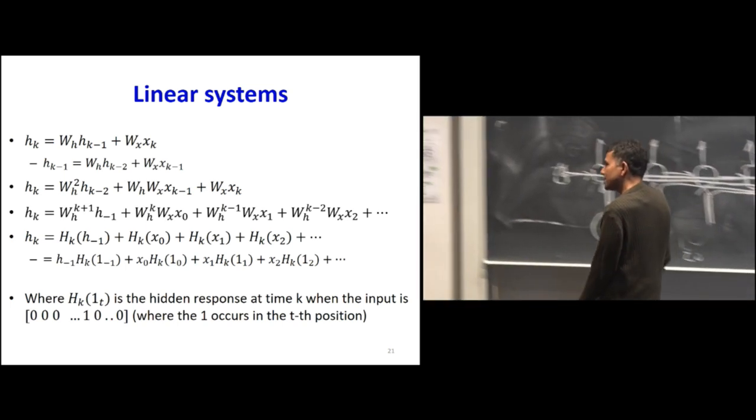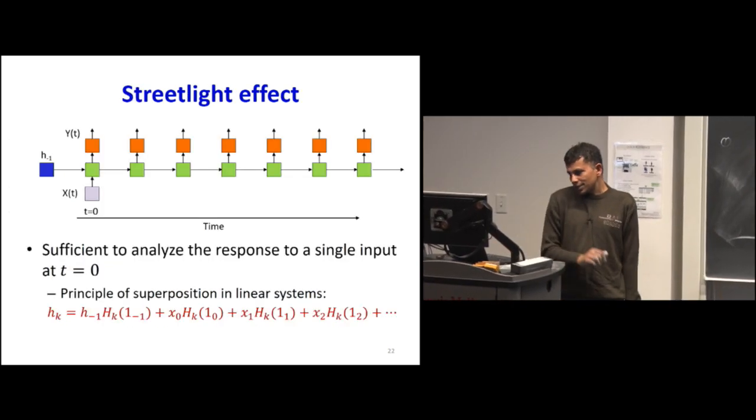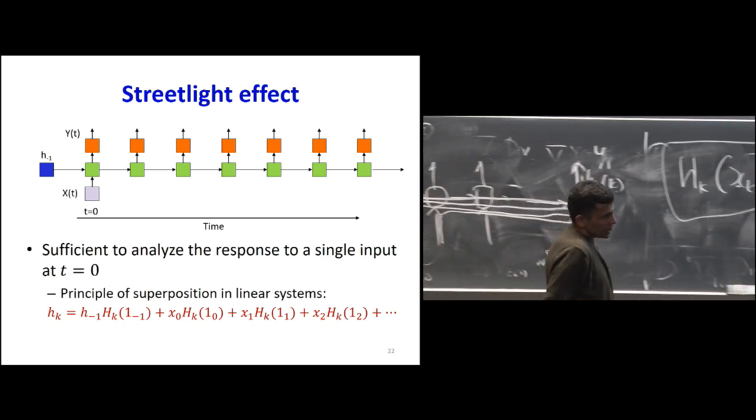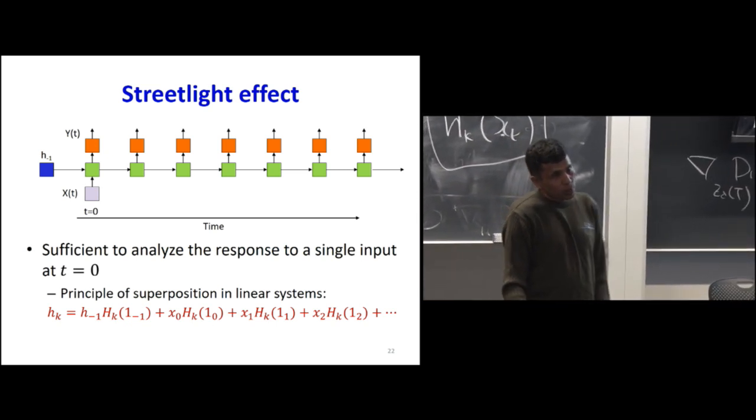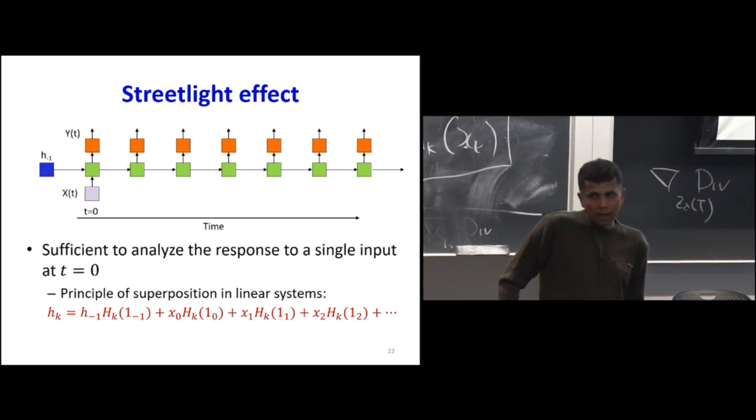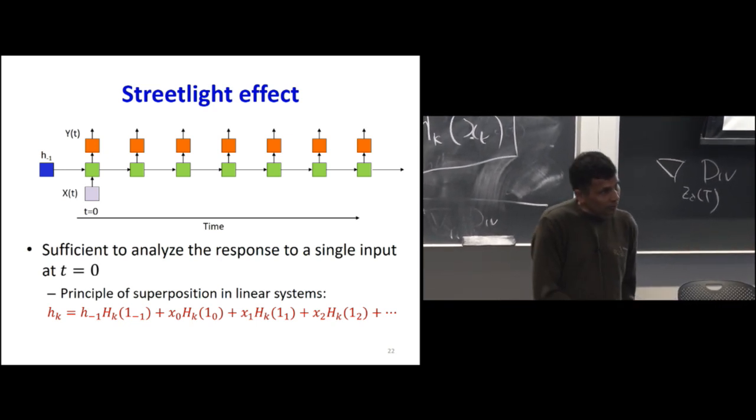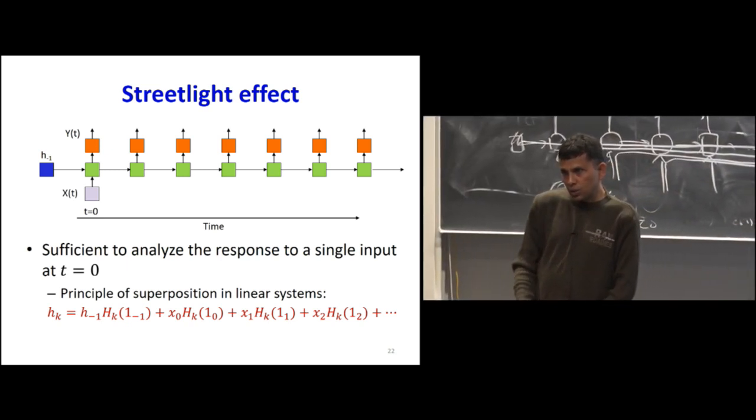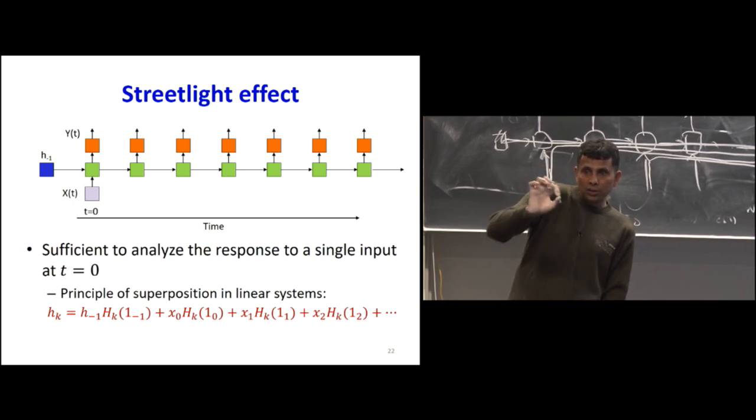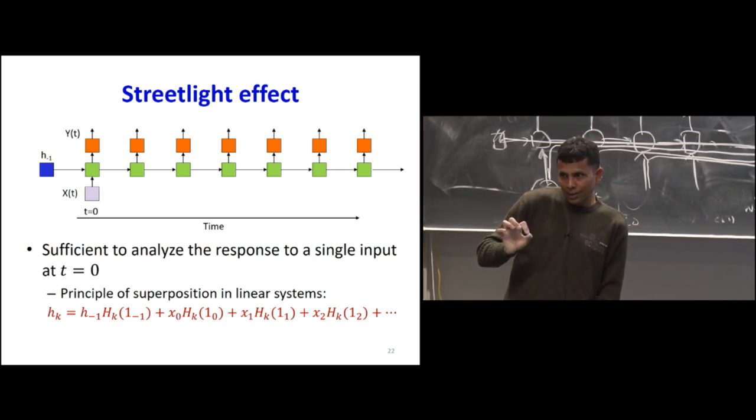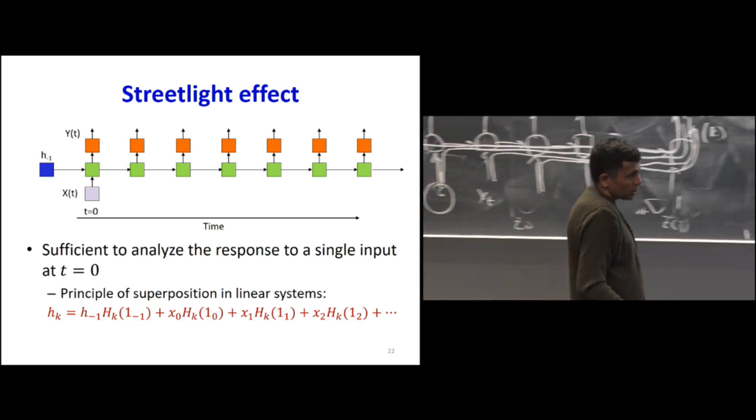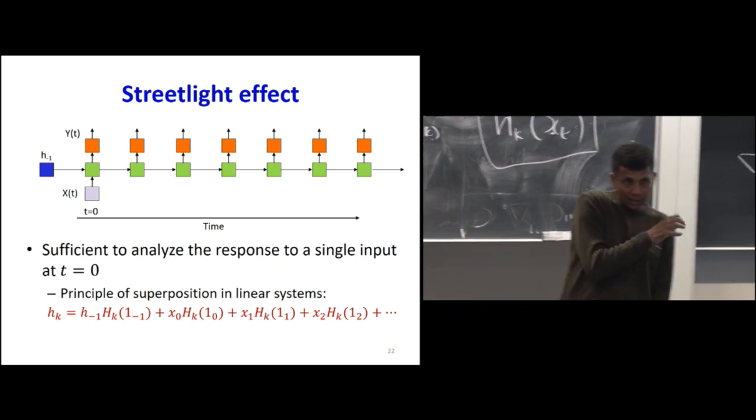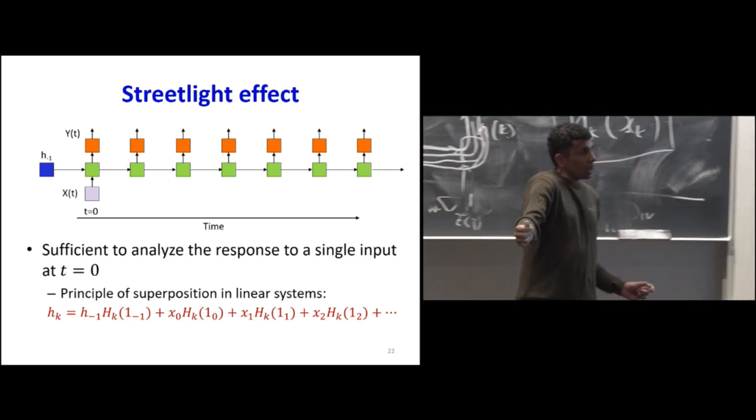So this is basically what we are going to analyze. It's sufficient to analyze the response to a single input at time t equals 0 to know how the system is going to respond to the entire sequence of inputs, because the responses to inputs at the different times just add up. So if I can guarantee that no matter how far out the system is not going to blow up, then regardless of the number of inputs, so long as the number of inputs is finite, the system is not going to blow up. So we just look at the longest chain, and the longest chain tells us everything about it.